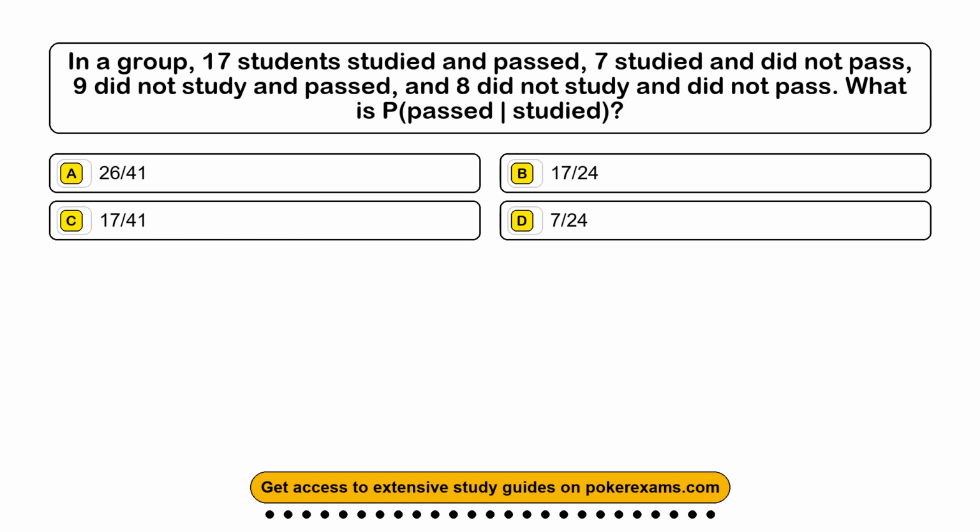Question 23. In a group, 17 students studied and passed, 7 studied and did not pass, 9 did not study and passed, and 8 did not study and did not pass. What is P(passed | studied)? Option A, 26/41. Option B, 17/24. Option C, 17/41. Option D, 7/24.